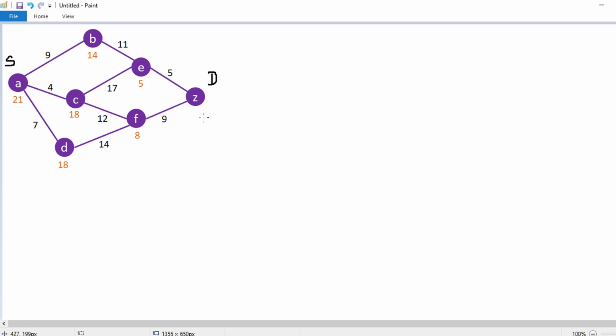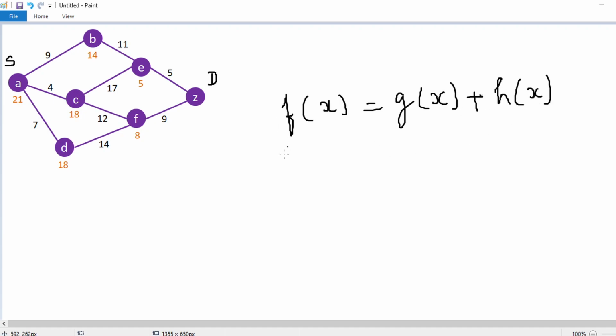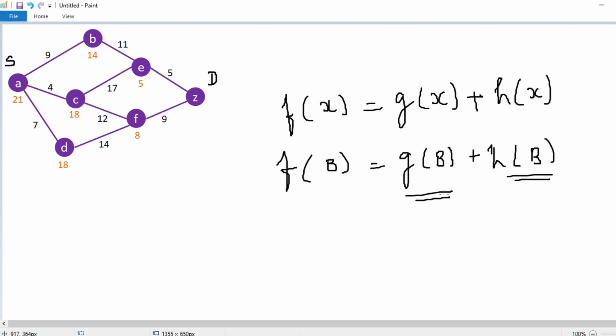That's the destination. So as per this A star algorithm, we say f of x is equal to g of x plus h of x, for every node we will be finding. So for example, if I am in node B, we will be finding this A star's function value from B. It's nothing but g of B plus h of B. This is the heuristic of B. This one is said to be the distance from source to that B value.